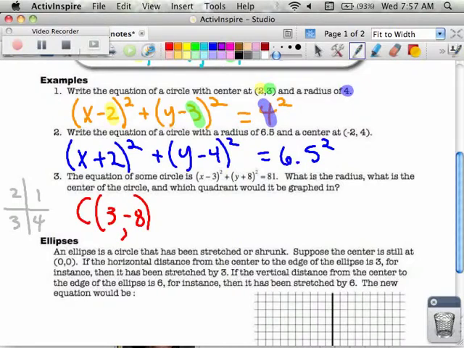And if I'm looking for my radius, the radius will be equal to the square root of that 81, or in other words, 9. And if I want to tell you what quadrant it is in, all I would have to do is talk about where the center is. So at 3, negative 8, that means I'm somewhere over here. That means that when I get done graphing this, I should be in quadrant number 4.